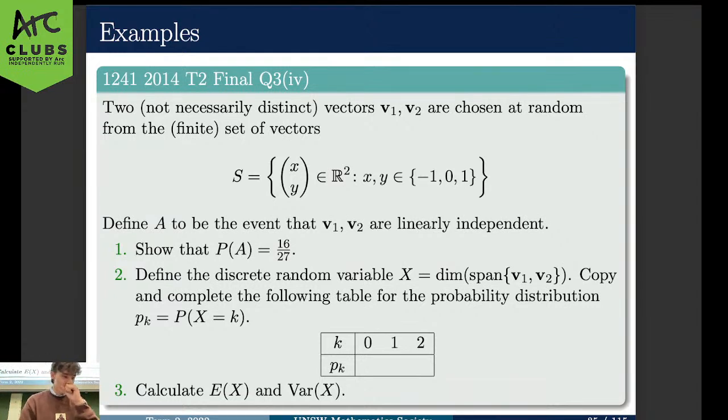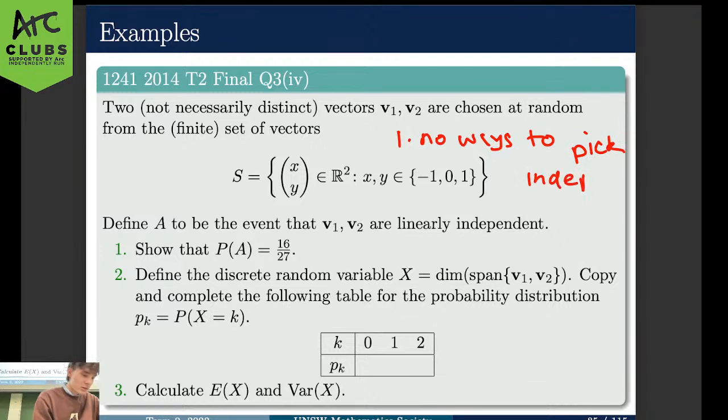So you can see, first of all, to do this, we're going to have two numbers. The number of ways that we can pick linearly independent vectors, and also the total number of vectors that could be formed.